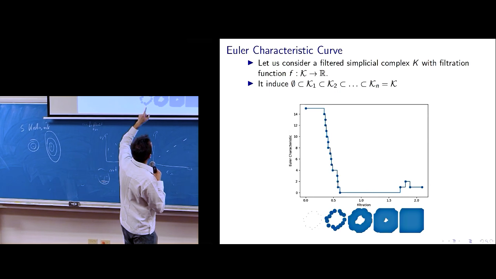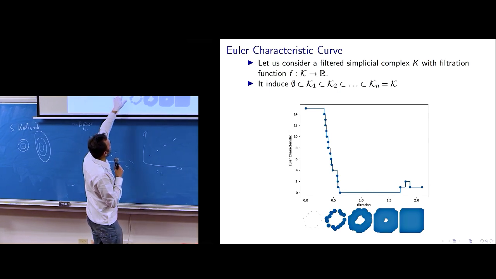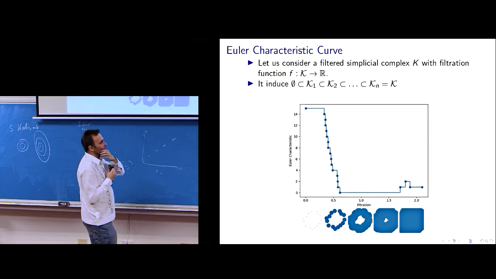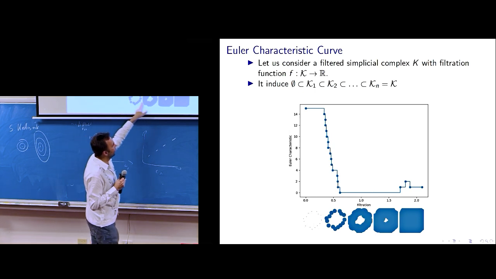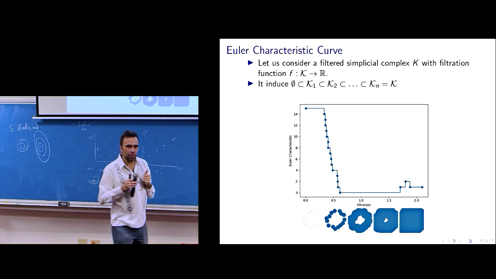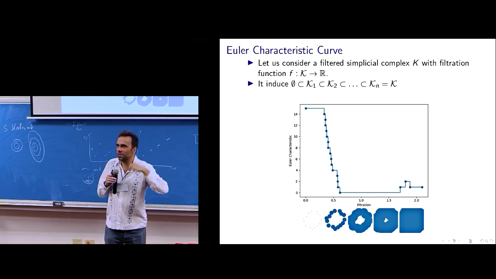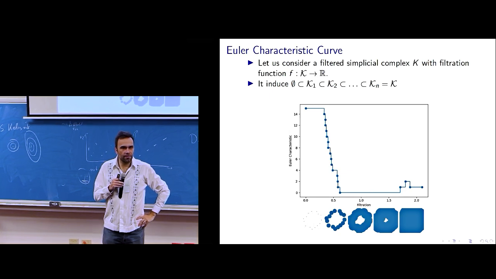And so over here, what we have is the Euler characteristic of a collection of points, again roughly sampled from a unit circle. The balls are growing, the filtration is progressing. So once again, what's the Euler characteristic of the unit circle?